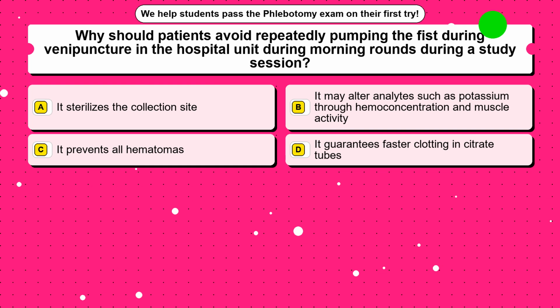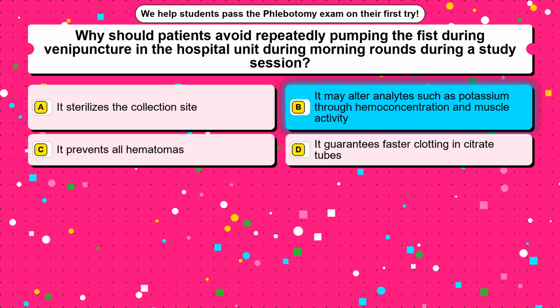Question 26. Why should patients avoid repeatedly pumping the fist during venipuncture in the hospital unit during morning rounds during a study session? Option A. It sterilizes the collection site. Option B. It may alter analytes such as potassium through hemoconcentration and muscle activity. Option C. It prevents all hematomas. Option D. It guarantees faster clotting in citrate tubes.